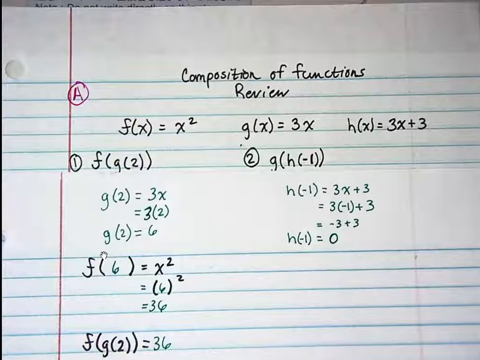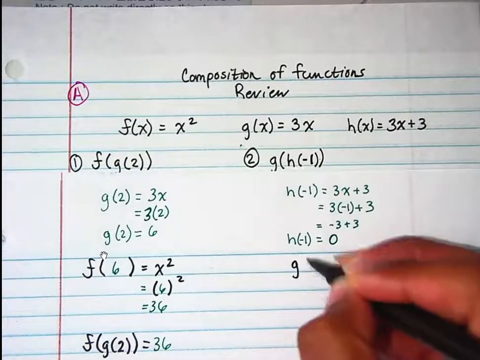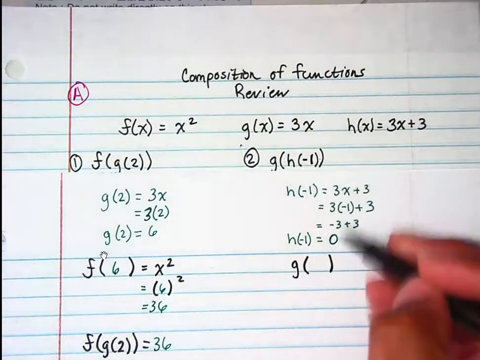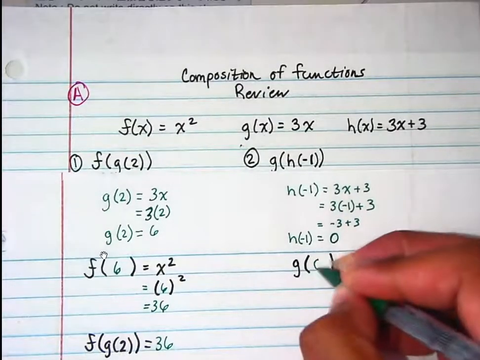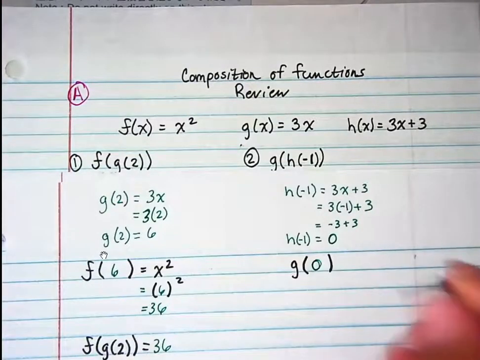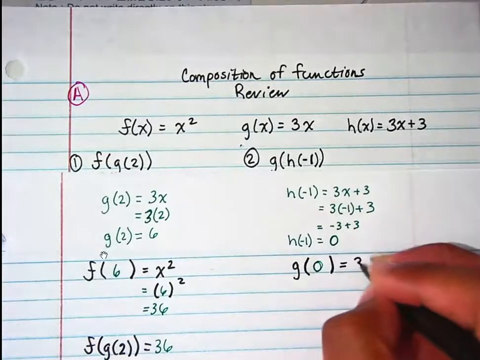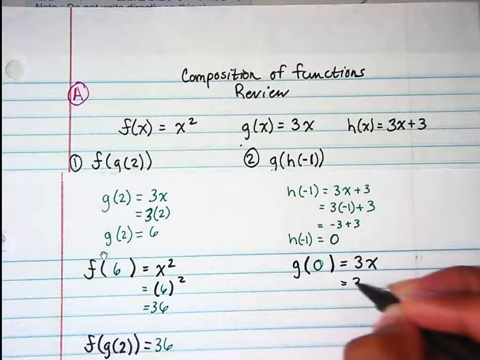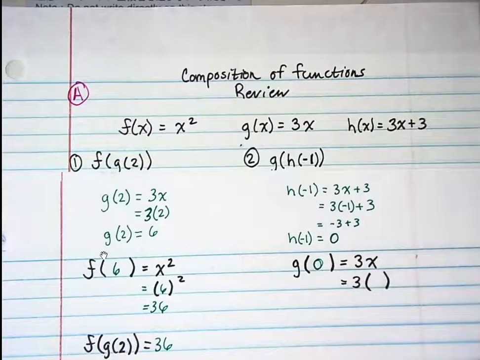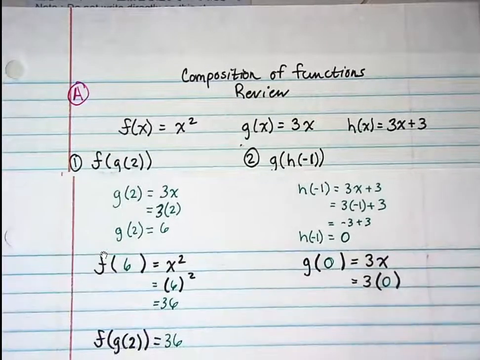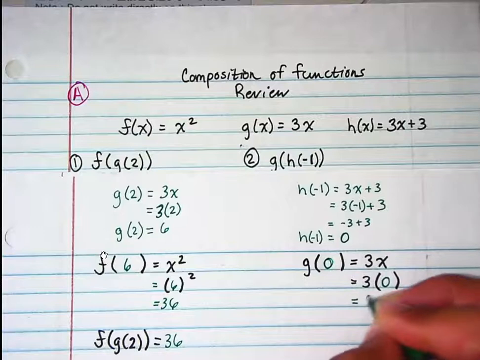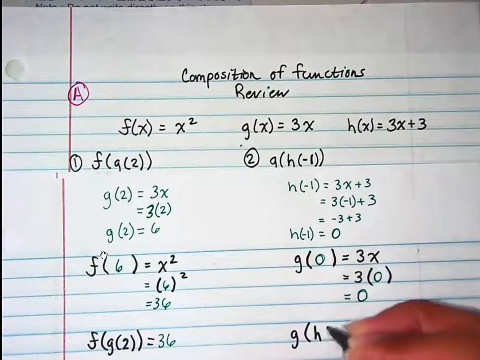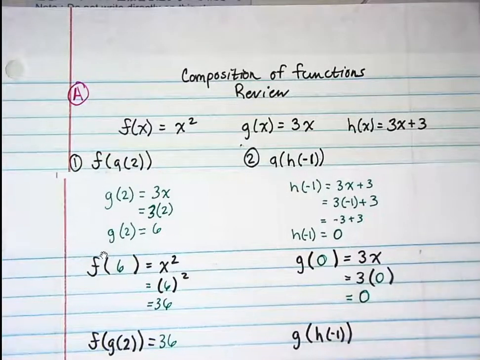All right. So what we have to do now, instead of doing g of h of negative 1, we do g, and h of negative 1 is 0. So we get rid of that, put 0 in the spot. And now we work out that g function. So g is equal to 3x. If we see an x, we put that 0 into that spot. And our final answer here is 0. So g of h of negative 1 equals 0.